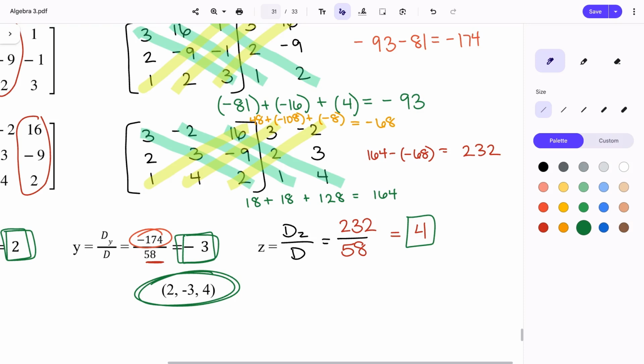Questions on how we use Cramer's rule for the system with 3 variables?